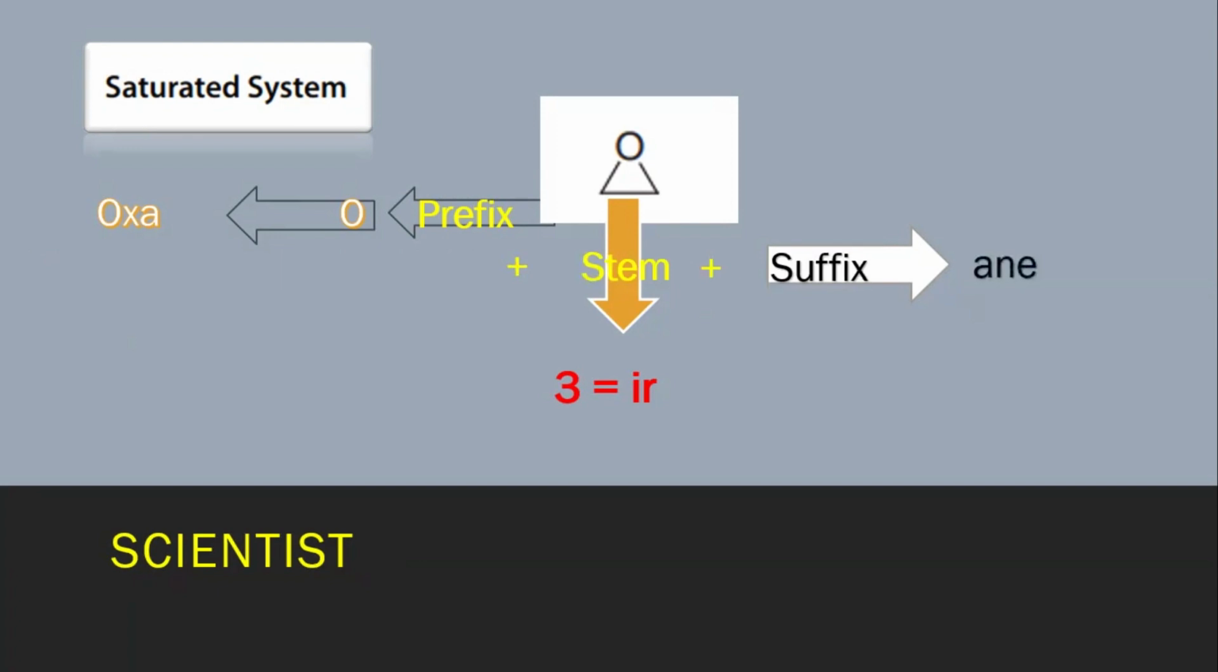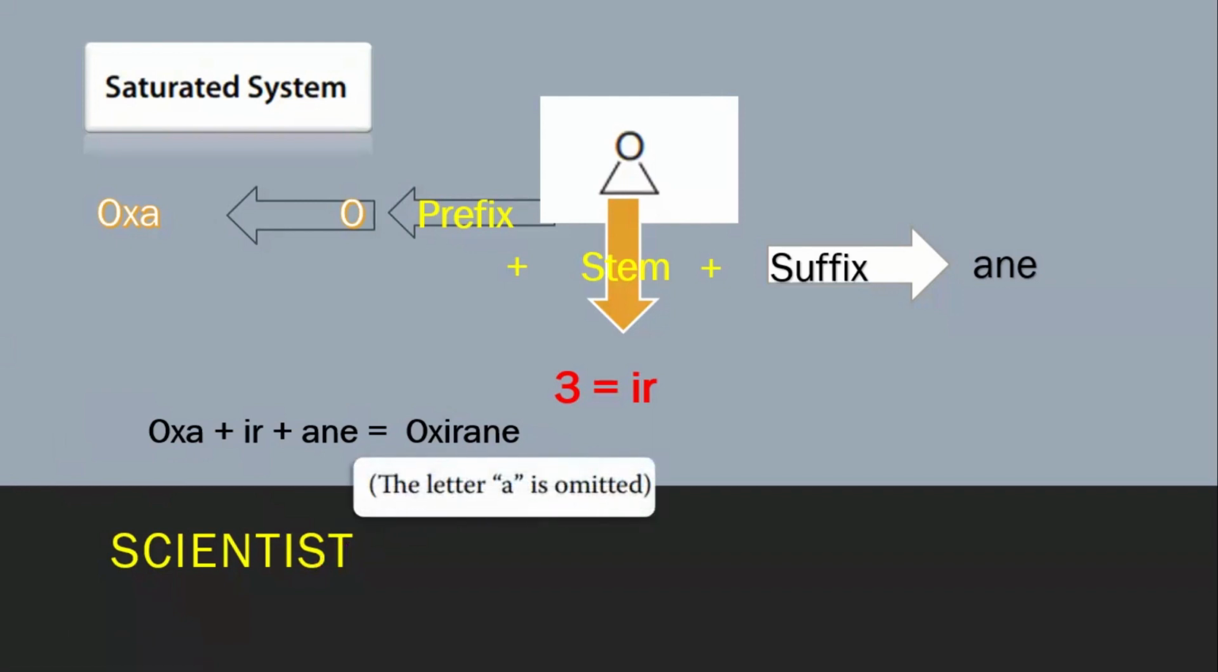So should we name it? Ox for oxygen, oxa for oxygen, ir for 3-member ring, and N for saturated without hydrogen. So the name will be oxirene. Ox for oxygen, ir for 3-member ring, N for saturated system. Have you observed somewhere that the last letter of oxygen is omitted? The last letter of oxa is omitted.